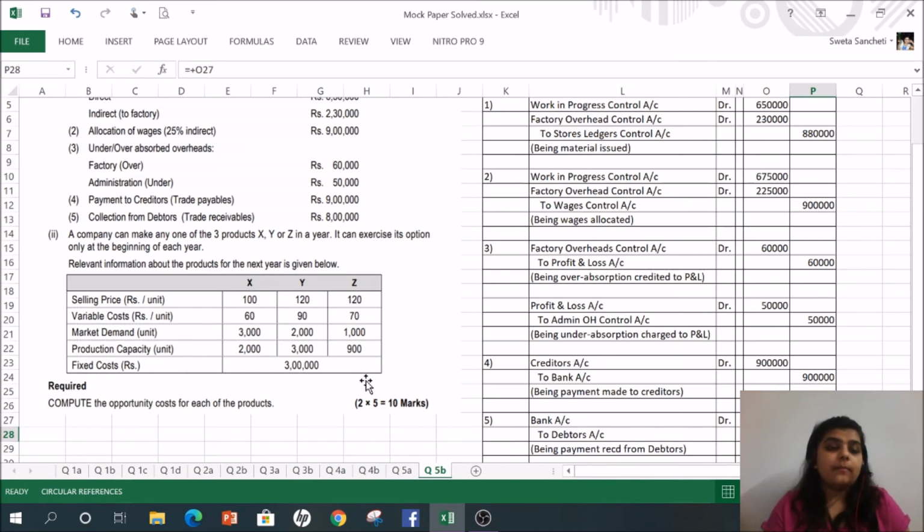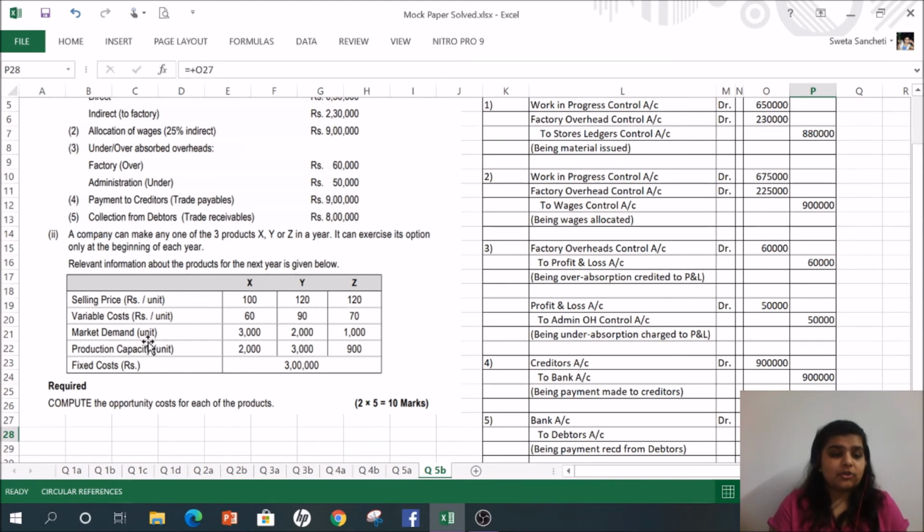Now part 2, a company can make any of the 3 products X, Y, Z in a year. It can exercise its option only at the beginning of the year. Relevant information about the products for the next year is given below. Now they have given us the information for all the 3 products. Selling price 100, 120, 120. Variable cost 60, 90 and 70. As soon as I see this, what comes to my mind is the contribution. Market demand 3000, 2000, 1000. Production capacity is only 2000, 3000 and 900.